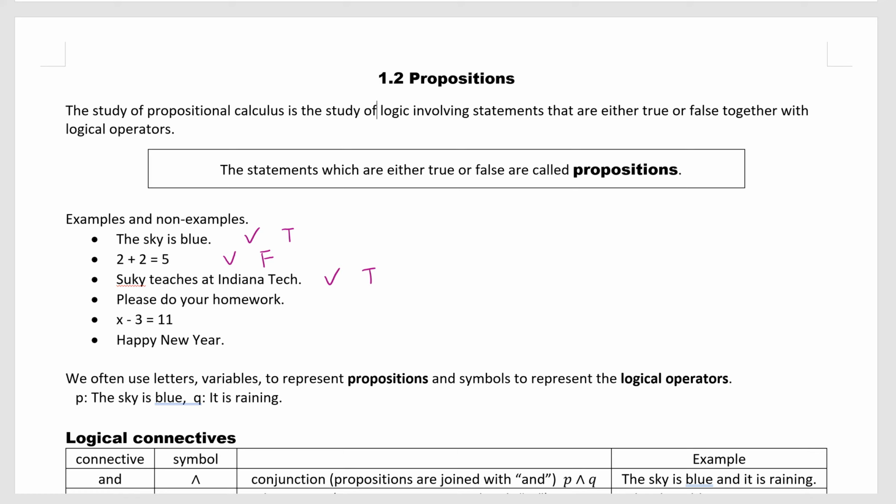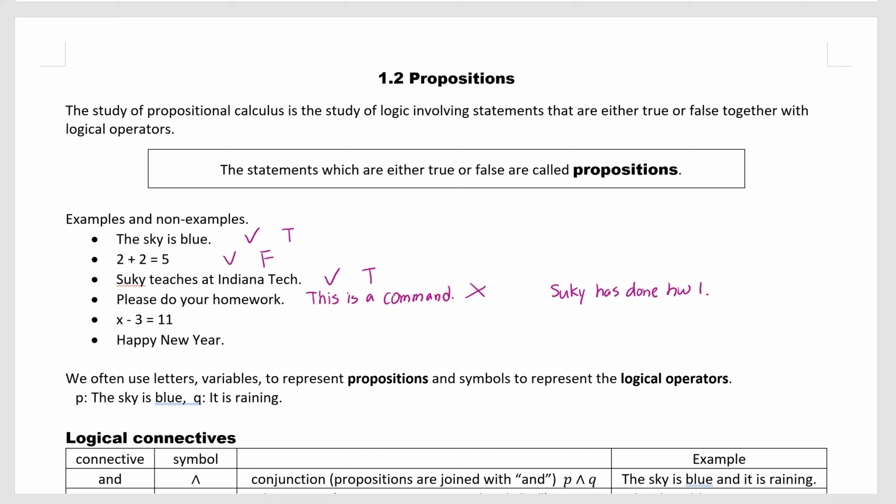Please do your homework. Is this true? Yeah, kind of. It's very important to do your homework. But this is not a proposition. It's a command. Okay, so this is a command. Yes, please do your homework. But this is not a proposition. So let's cross it.